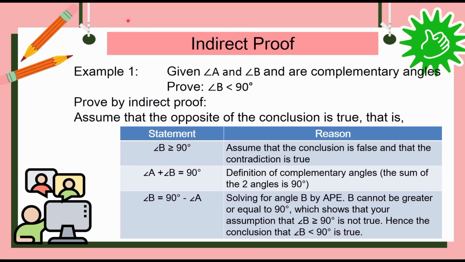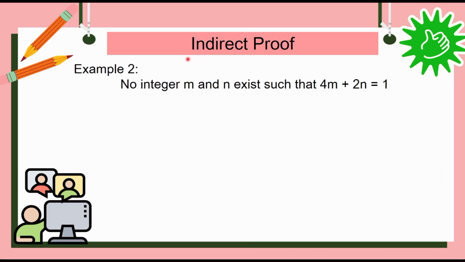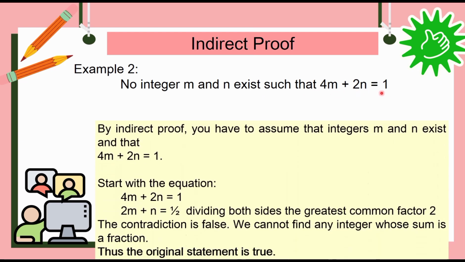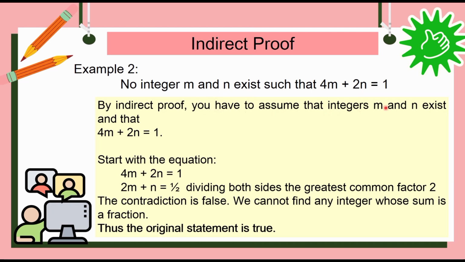Okay, let us have the last example under indirect proof. So, for example number 2, no integer m and n exists such that 4m plus 2n is equal to 1. So, by indirect proof, you have to assume that integers m and n exist and that 4m plus 2n is equal to 1. Okay. So, start with the equation. 4m plus 2n is equal to 1. Let us have 2m plus n is equal to 1 half.